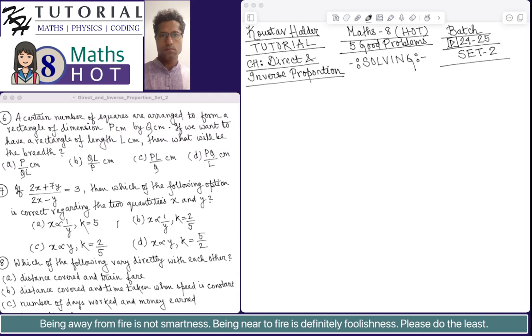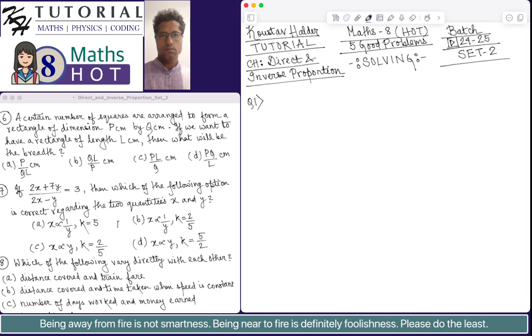Even though the questions are numbered in the PDF as problem set 6 to 10, I will number them 1 to 5. Question number 1 says: a certain number of squares are arranged to form a rectangle of dimension p centimeter by q centimeter. If we want to have a rectangle of length L centimeter, then what will be the breadth?